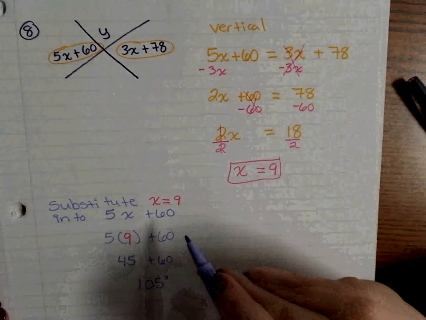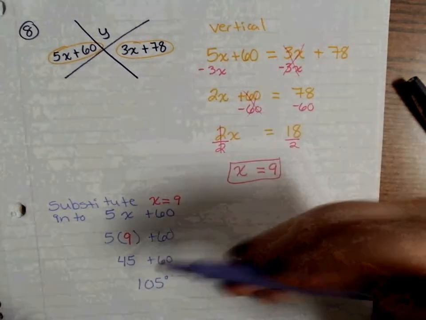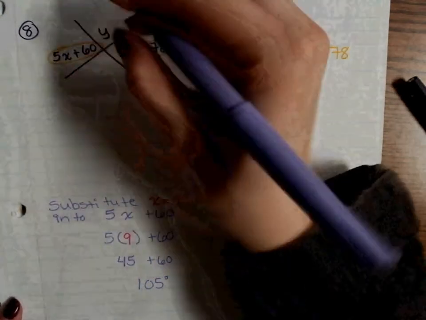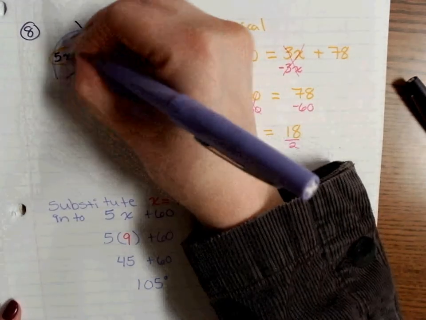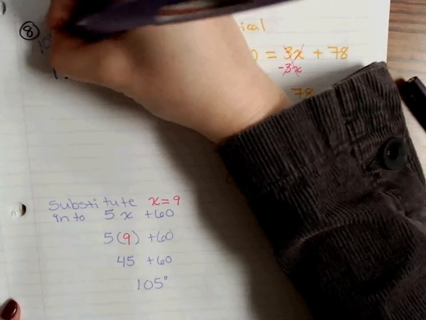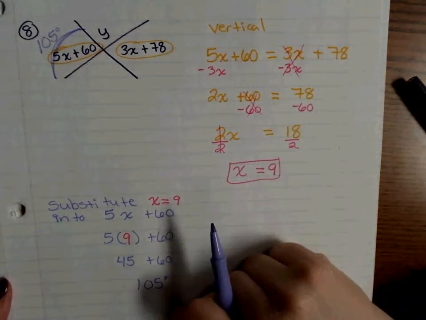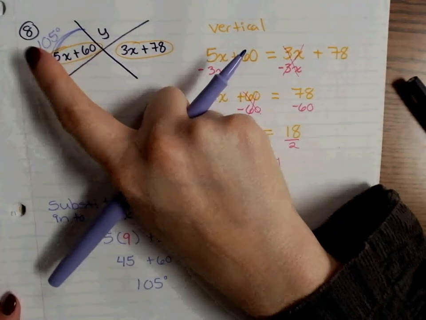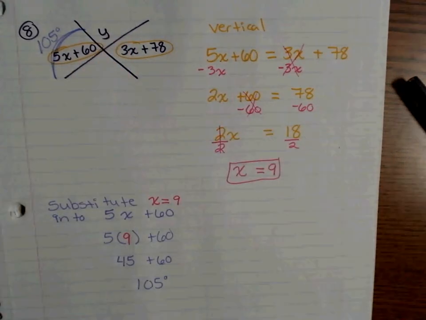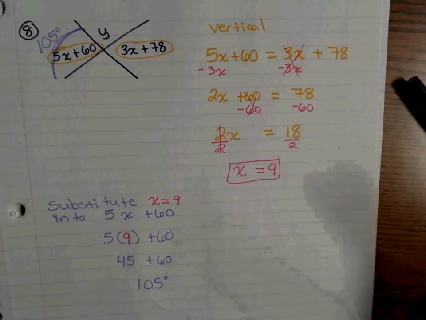So this angle right here, and again, it doesn't matter. If I use the 3x plus 78, 3 times 9 is 27. 27 plus 78 is 105. Both of them are the same. So what this means is that this angle's measurement right here is 105 degrees. That measurement right here is 105 degrees.